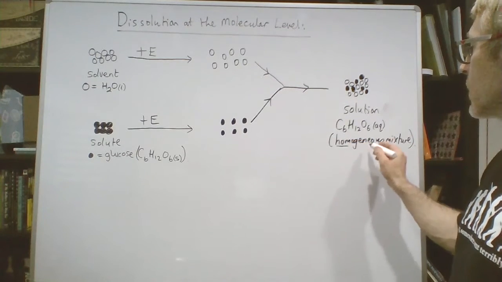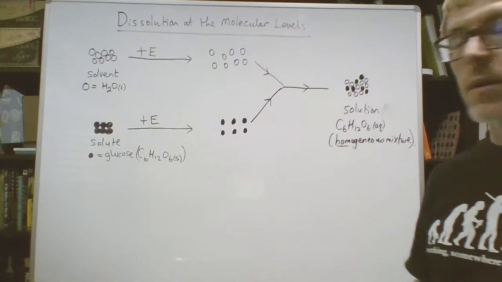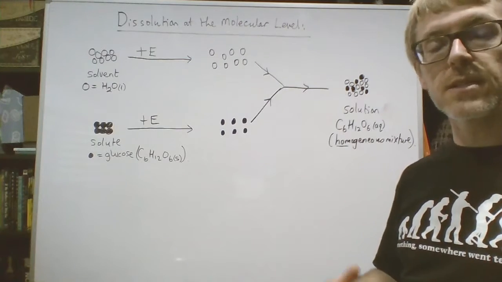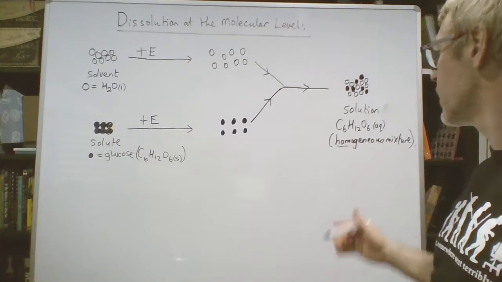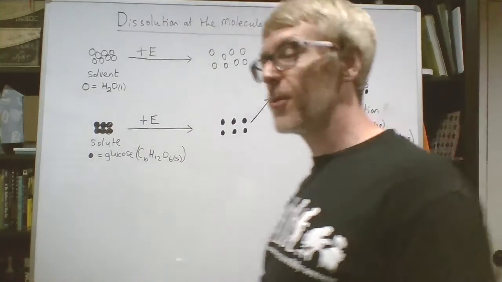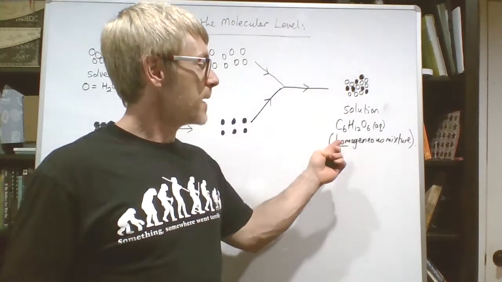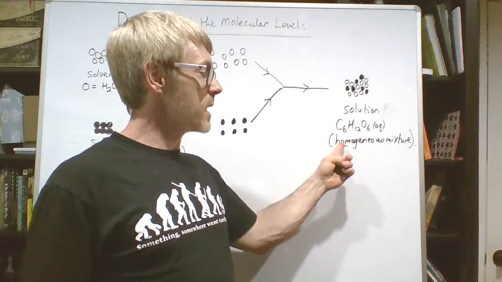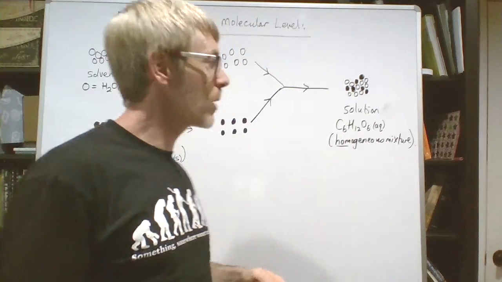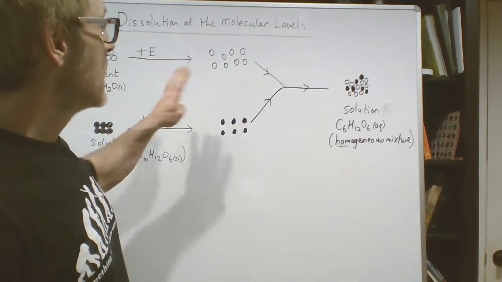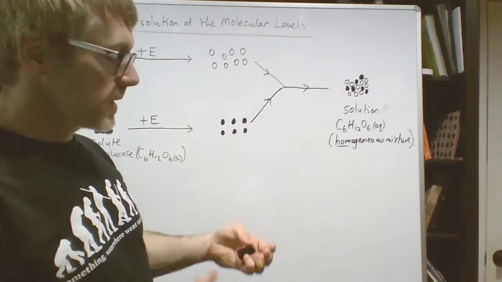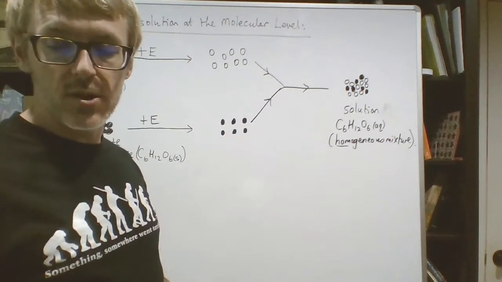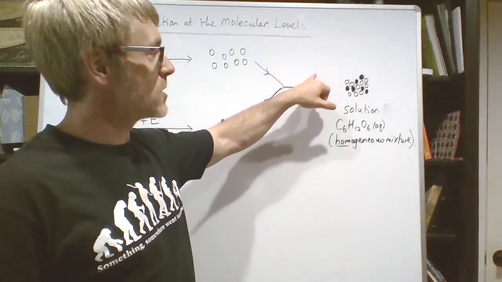Where we know here that homo means the same, genus means type, so this is a mixture of two or more types of matter, where to the unaided human eye, everything looks the same. Okay. The collection in the solution, so what's the energy change here?